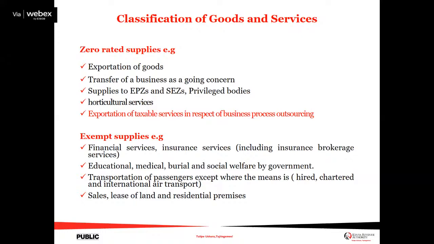Some of the few exempt supplies that we have are financial services like insurance services, including insurance brokerage services, educational, medical, burial, and social welfare services by government, and transportation of passengers, except where the means is hired or chartered, and international airport transport. So for transportation, just to clarify, when you take a matatu to come to work, those public means are exempt from VAT. The sale and lease of land and residential premises is also exempt from VAT.